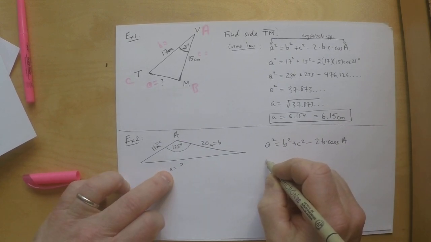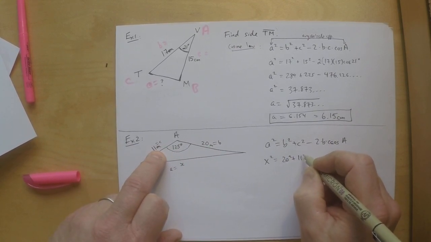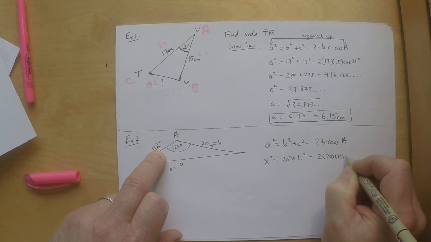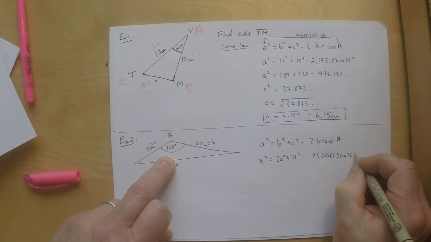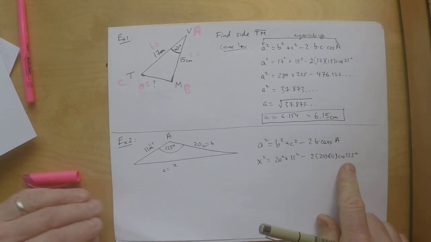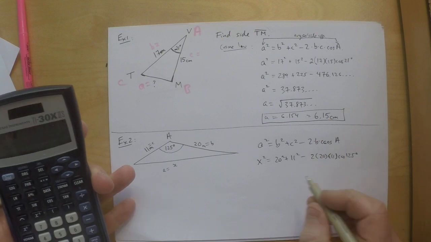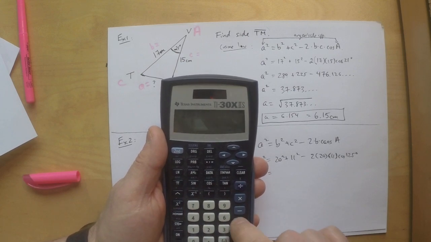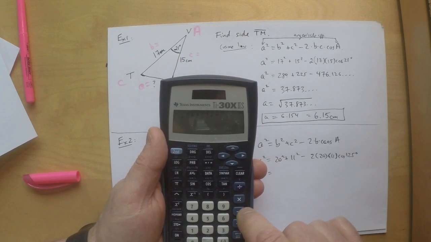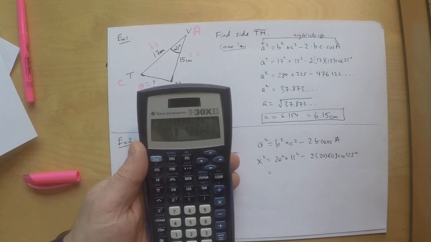in for A goes X, in for B goes 20, in for C goes 11, and I'm just using brackets for all this so it doesn't look like times, and then cos of 125. Now this is not a right angle triangle and that angle is bigger than 90. You can actually do angles bigger than 90. So you go to your calculator: 20 squared plus 11 squared minus 2 times 20 times 11 times cos of 125, enter.